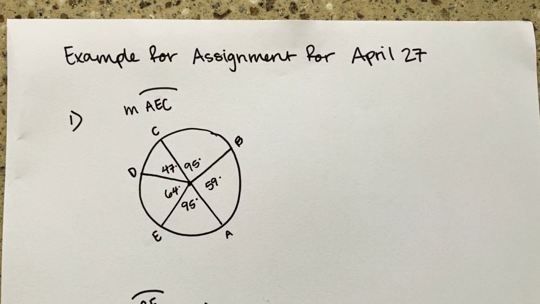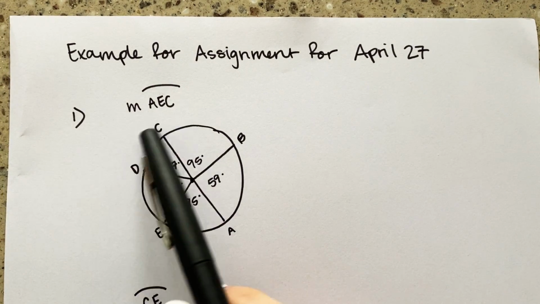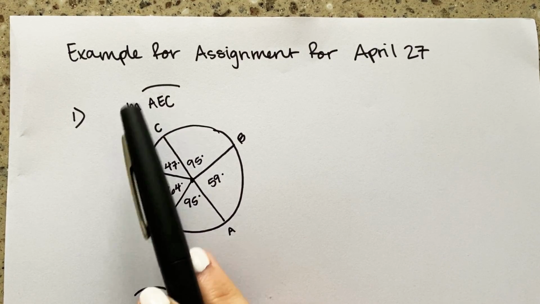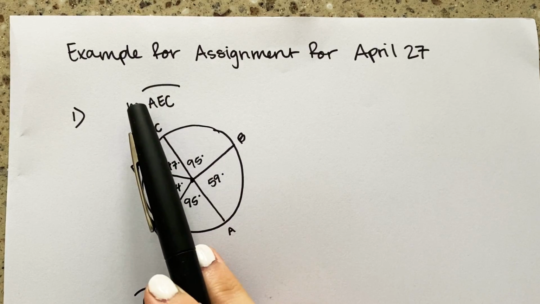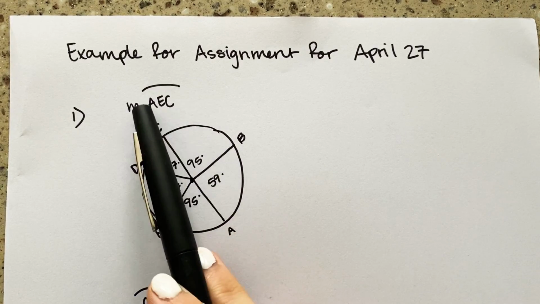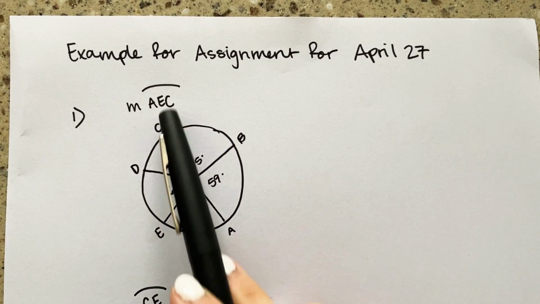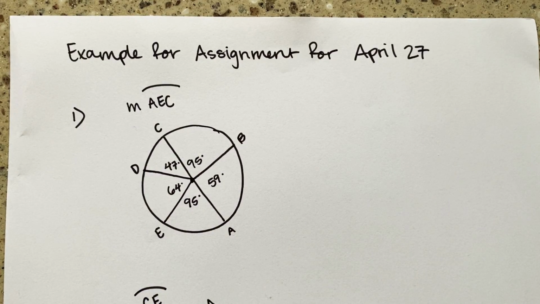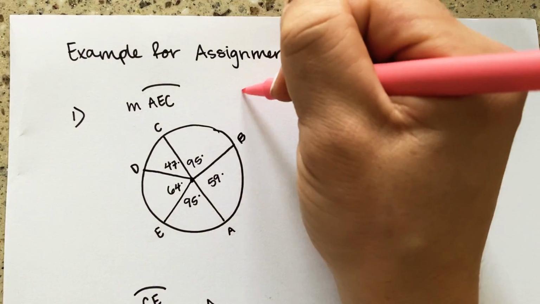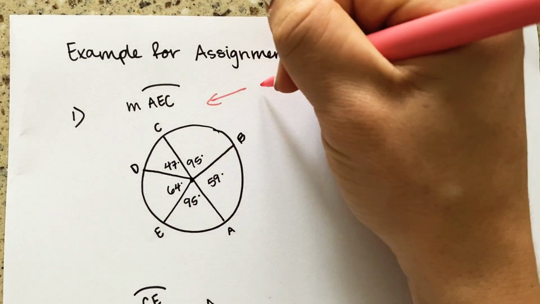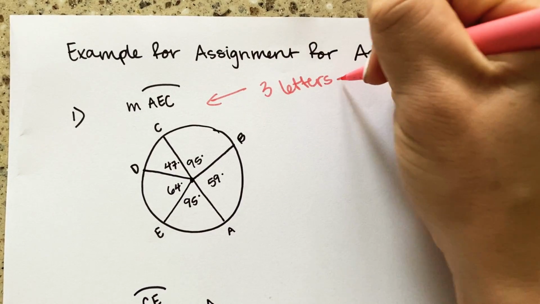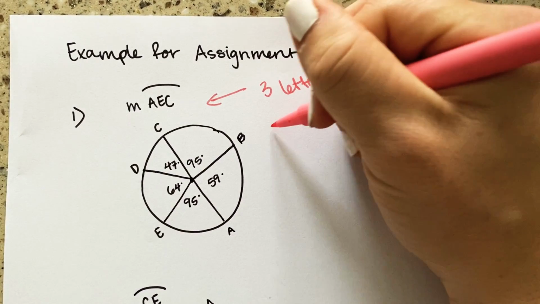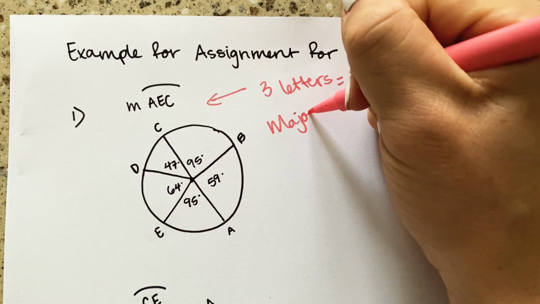So we need to find what it's asking us to find. In this case, it's the measure of arc. That little squiggly half circle kind of thing means arc. The measure of arc AEC. Something really important I want you guys to notice here. Under this arc, there's actually 3 letters. I'm gonna make a little note. 3 letters means it's a major arc. Okay, and I'll explain that a little more.